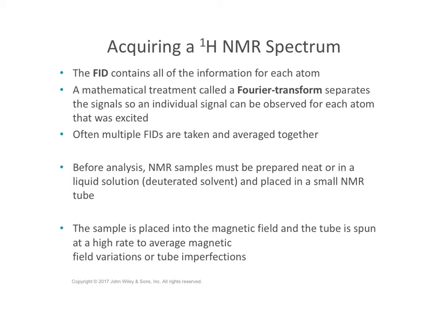To actually do this analysis, you prepare your sample in a liquid solution using a deuterated solvent. That's just a solvent where all of the hydrogens are replaced by deuteriums. And then you place that solution in a small NMR tube. The sample is then placed into the instrument where it is then exposed to the magnetic field, and the tube is spun at a high rate to average magnetic field variations.